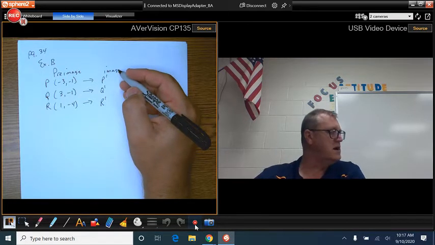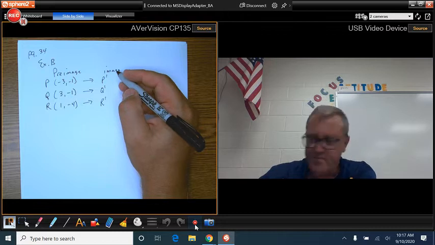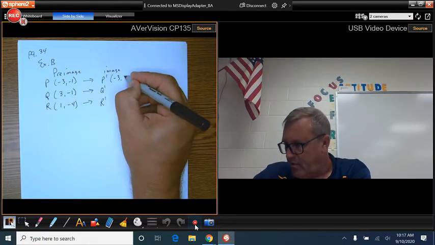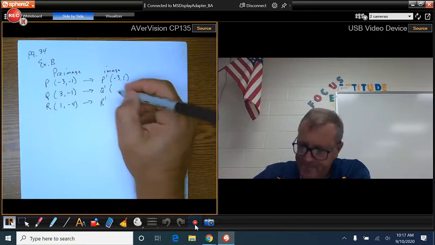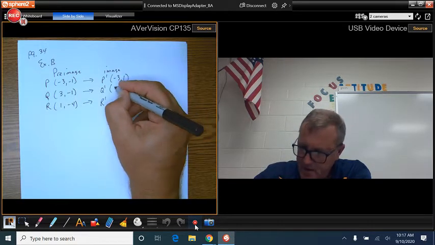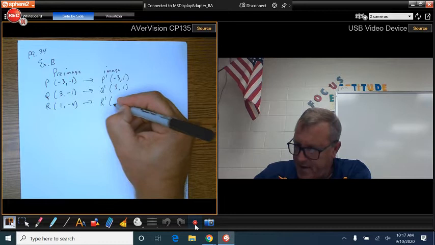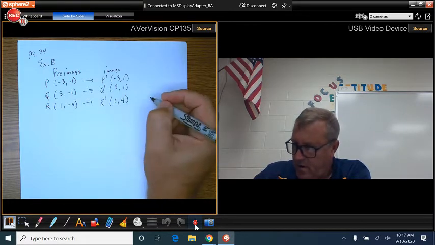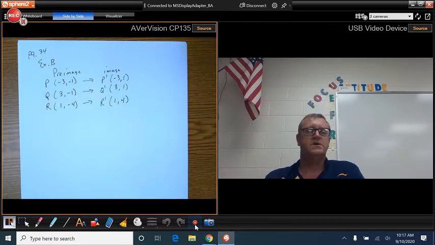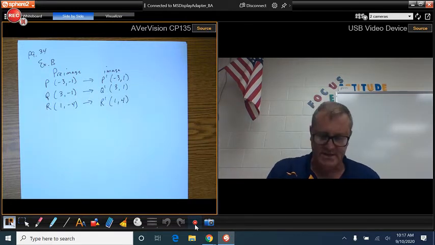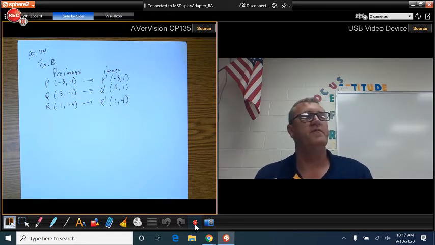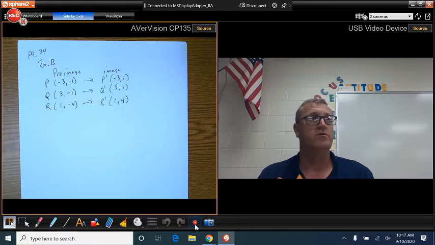And what's the coordinates, Zodi, for P prime? -3, 1. And for Q prime? 3, 1. And for R prime? 1, 4. Okay, so here's the question. Remember this is the second type of problem where we know the picture and we're trying to find the rule. Okay, we don't have the rule.